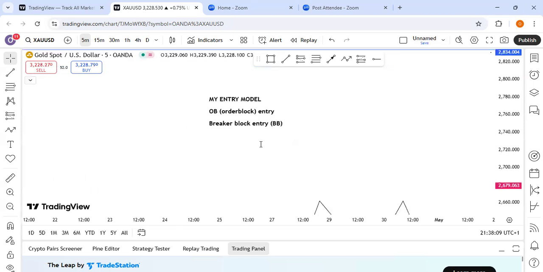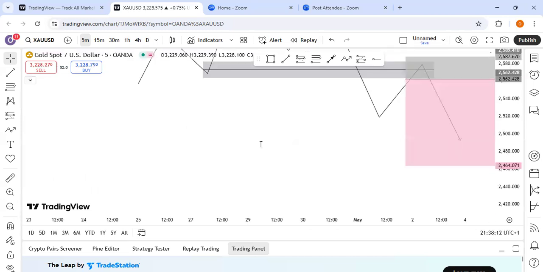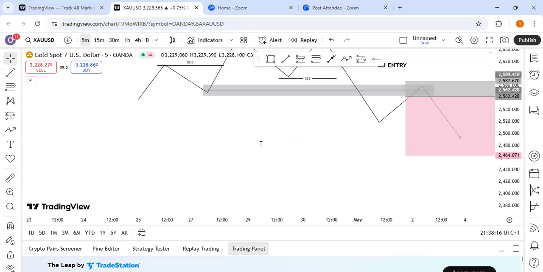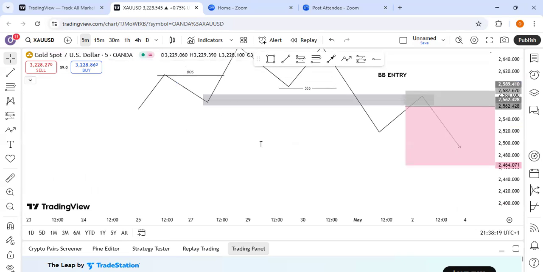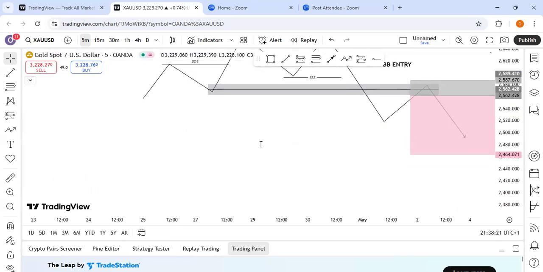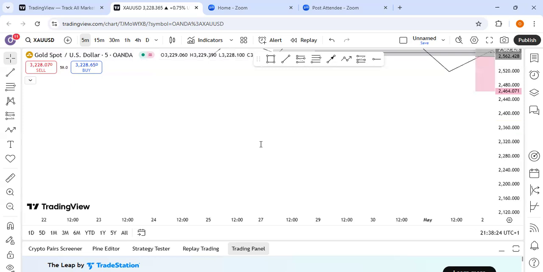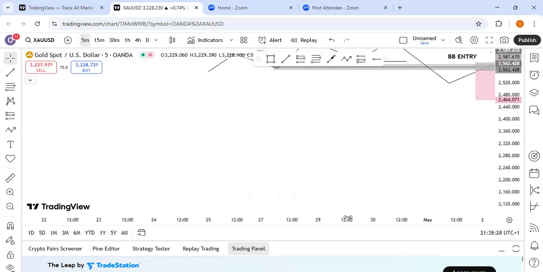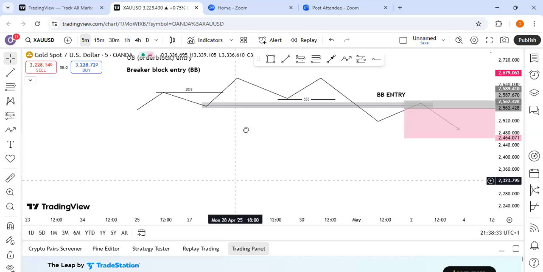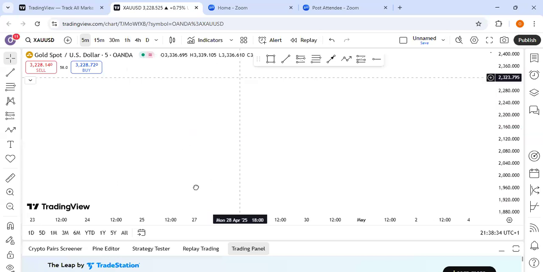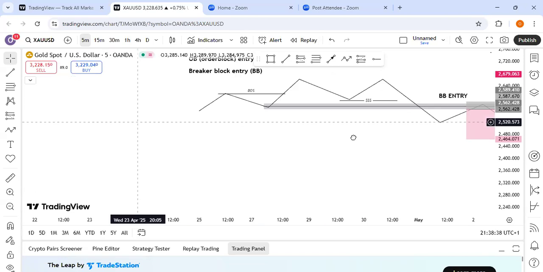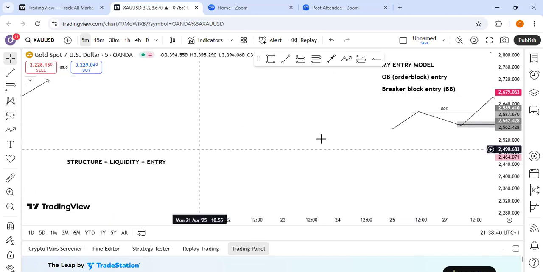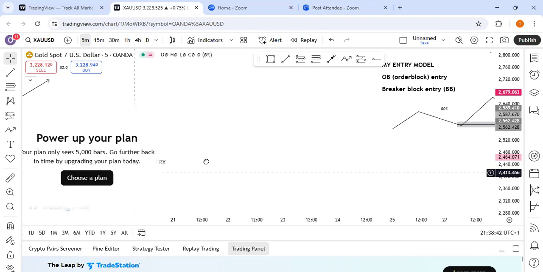Couldn't find it again. Okay, it's here. Oh no. I don't know why this one is not closing. Structure, liquidity, and POI. Where are you? Yeah, structure, liquidity, and POI.